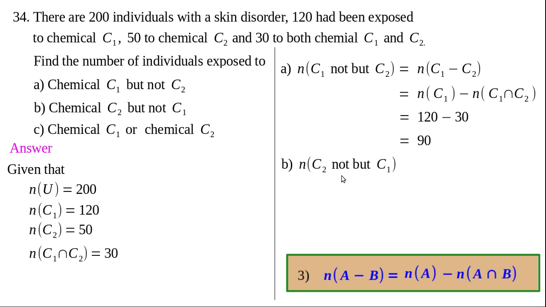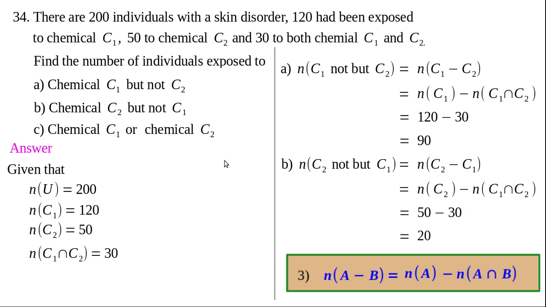Question B is a repetition of question A. Number of C2 but not C1, that is equal to number of C2 minus C1. That is nothing but number of C2 minus number of C1 intersection C2. Number of C2 is equal to 50. Number of C1 intersection C2 is equal to 30. Then final answer is 20. Okay. One more question is there.